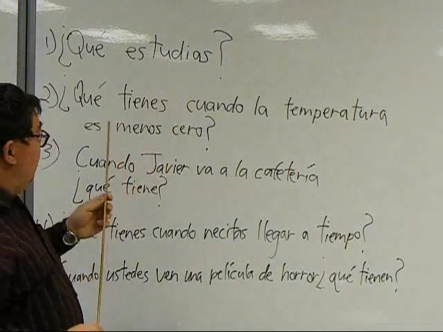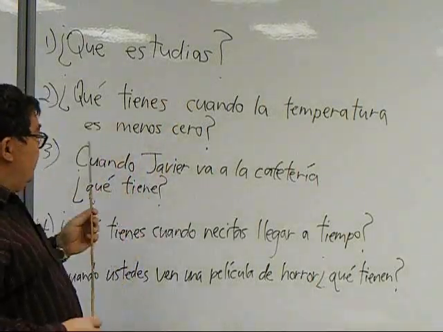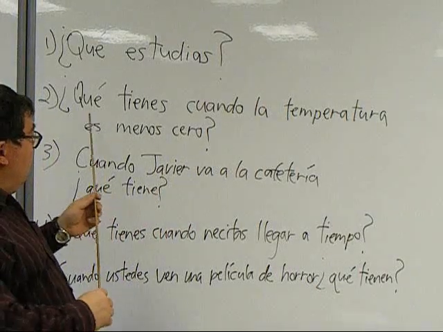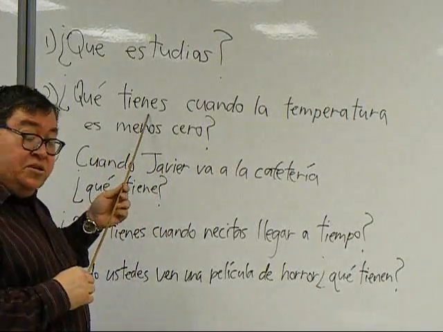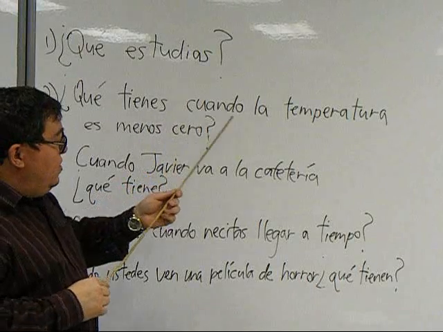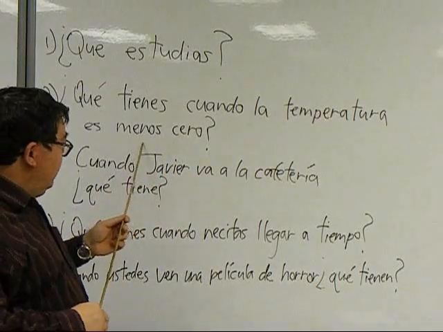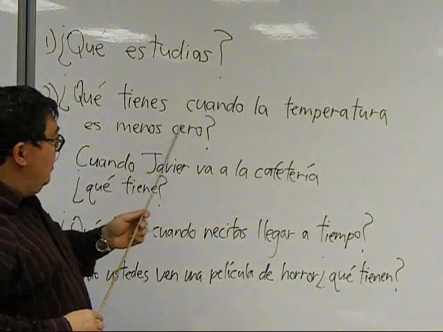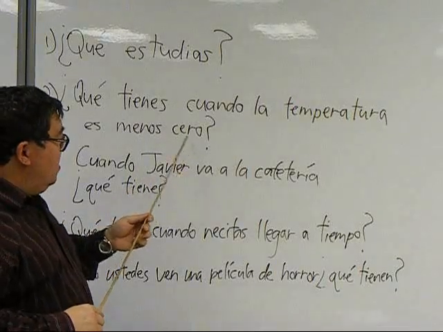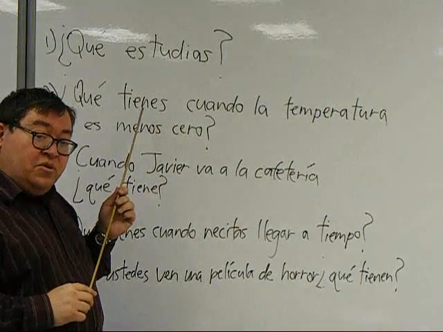Let's look at number 2. ¿Qué tienes cuando la temperatura es menos cero? Okay. What do you have? There's the verb tener. When the temperature is below 0. Menos can mean minus or below. So what do you have when the temperature is below 0? All right. That's one of the phrases from chapter 3.